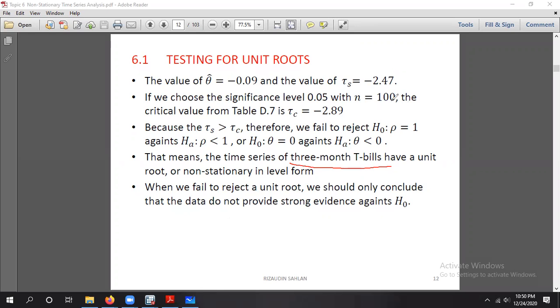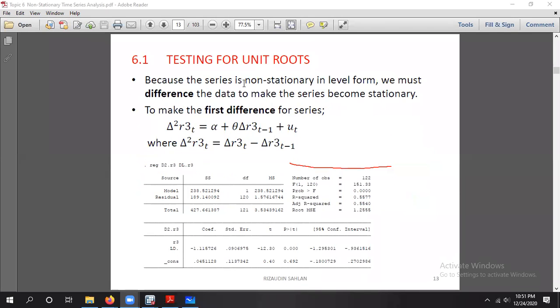This is the way we make the data stationary. We need to difference the data. Because the series is not stationary in level form, we must difference the data to make the series become stationary. And after we difference the data, our model becomes something like this.